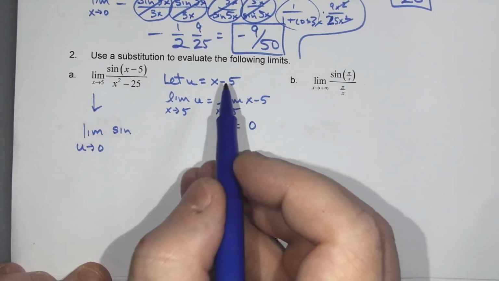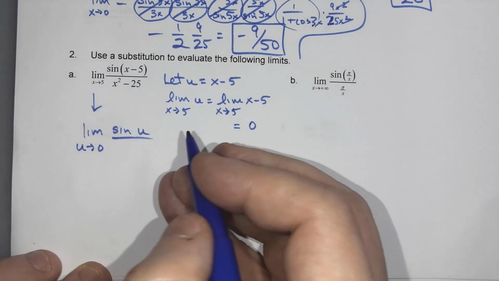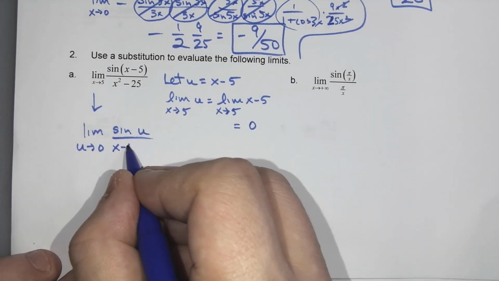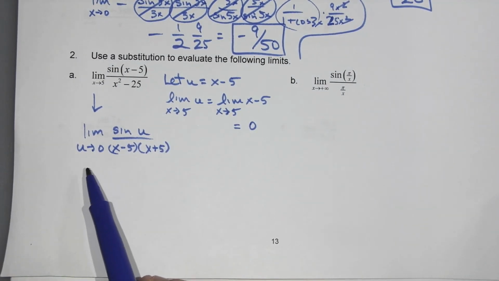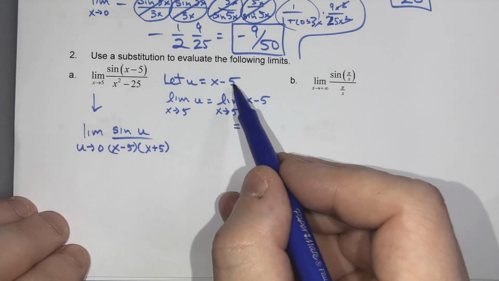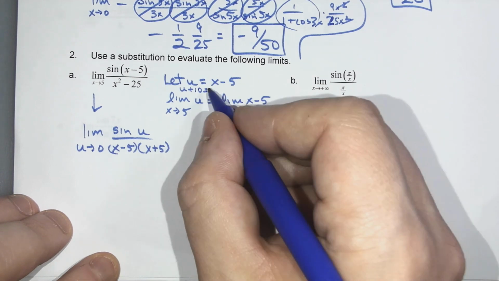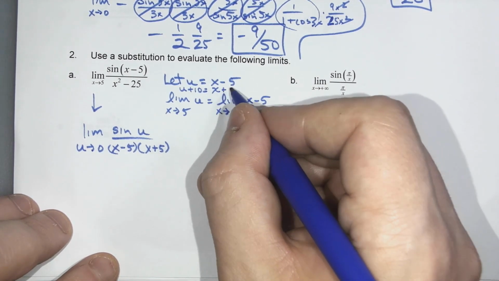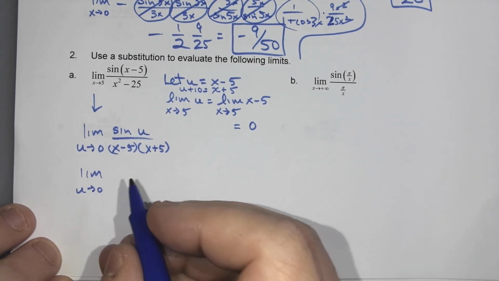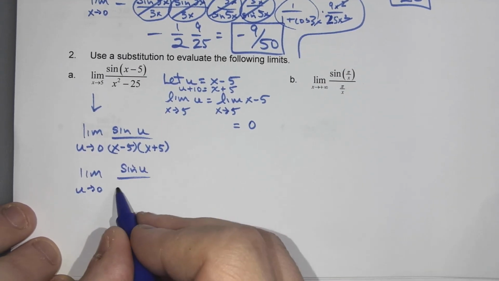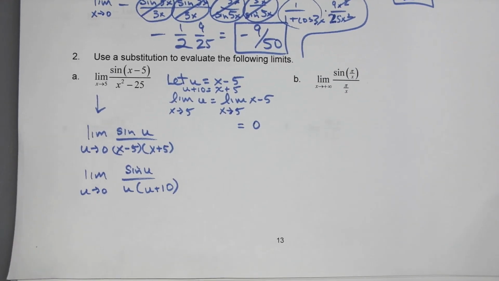Sine of x minus 5, which is u, and that's over x squared minus 25, which is x minus 5 and x plus 5. But our whole setup is in u, so I really should have set these up before. Like x minus 5 is u, and notice that if we were to take the u and add 10 to it, what we would get is x plus 5. So this is really the limit as u goes towards 0 of sine u over u times u over u plus 10.